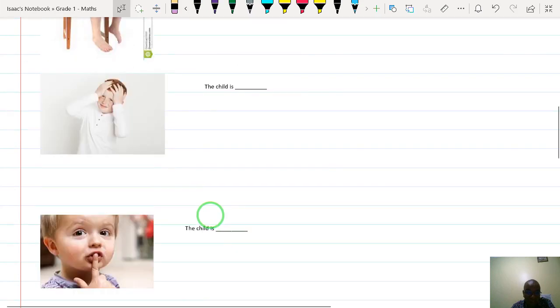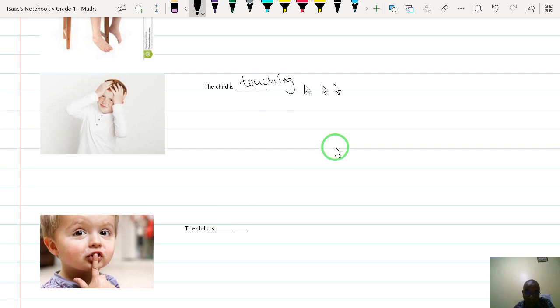And what is this boy doing now? This boy is touching his head. That is one thing. Touching his head. And what else is the boy doing? I think the boy is hiding from something. You can say that he is hiding his face somehow. So we are just learning to listen and speak. Therefore, you can say he is hiding his face.